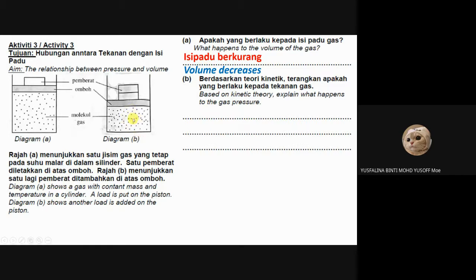So when the volume is decreased, there is not so much space for the gas molecules to move. So if they keep colliding with each other and with the wall of the container, this will increase the rate of collision between the gas molecules and the container wall. As you already know, the pressure is caused by the collision between the container wall and the gas. So if the gas keeps hitting the wall, the pressure will also increase.